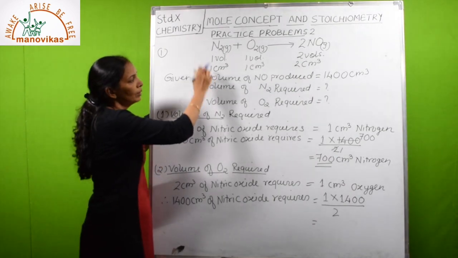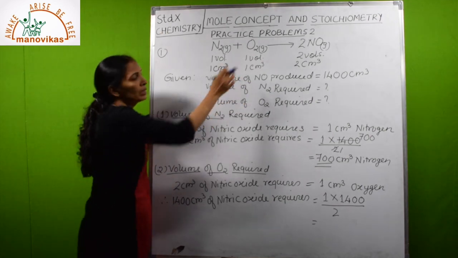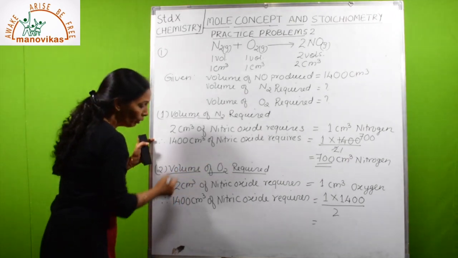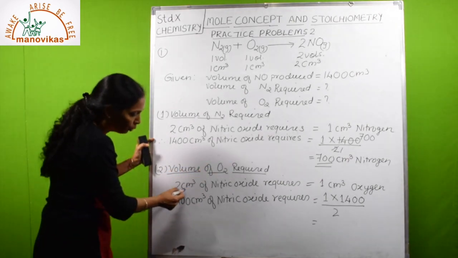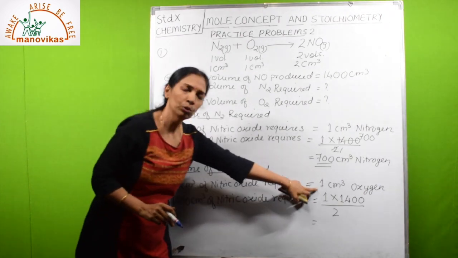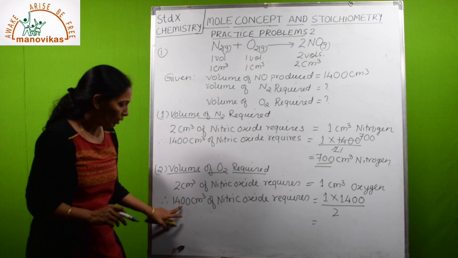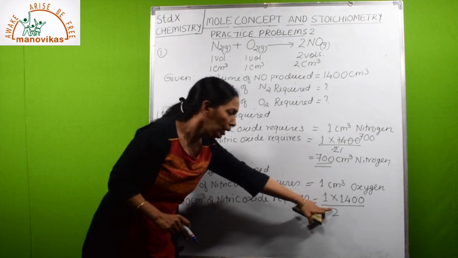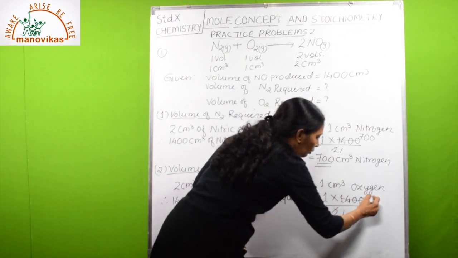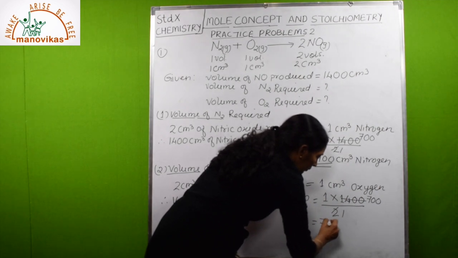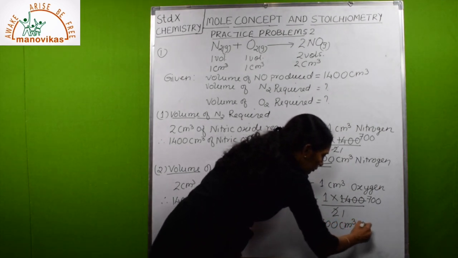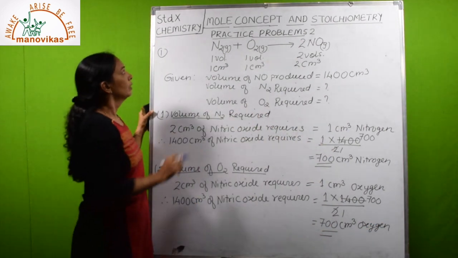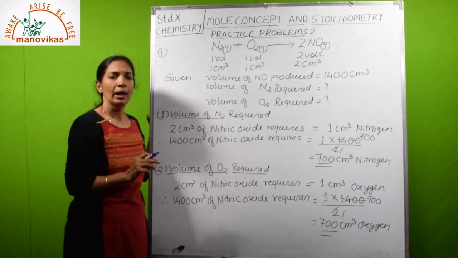Now since it is 1 cubic centimeter, this is also 1 cubic centimeter. Obviously oxygen will be 700 only, but still you have to show the volume of oxygen required. 2 cubic centimeter of nitric oxide requires 1 cubic centimeter of oxygen. Therefore, 1400 cubic centimeter of nitric oxide requires 1 into 1400 divided by 2, which once again is 700 cubic centimeter of oxygen. So this is a very simple sum. Okay. So next, the second sum, you all try yourself and tell the answer.